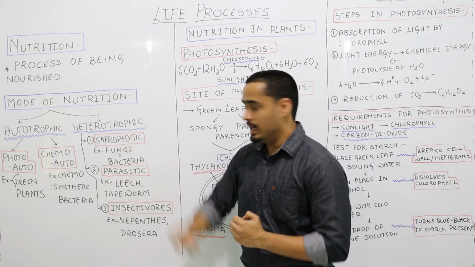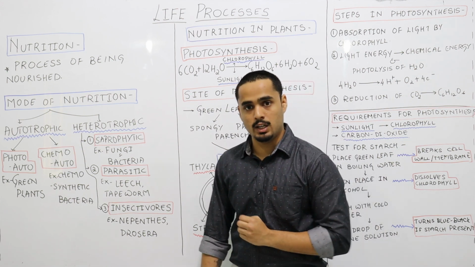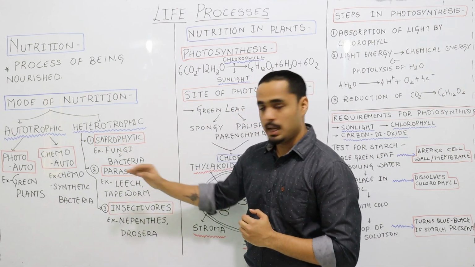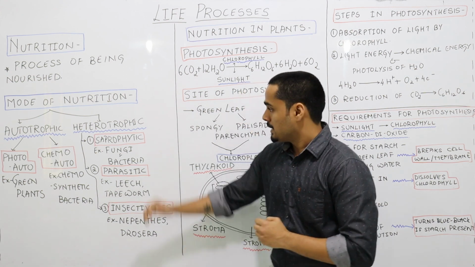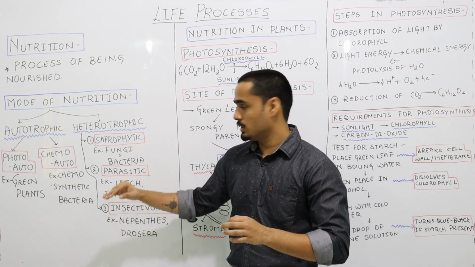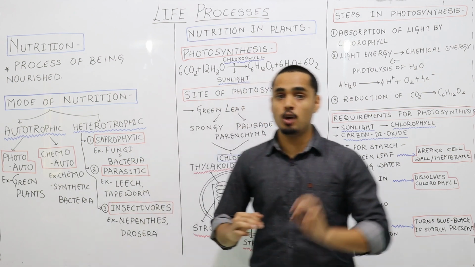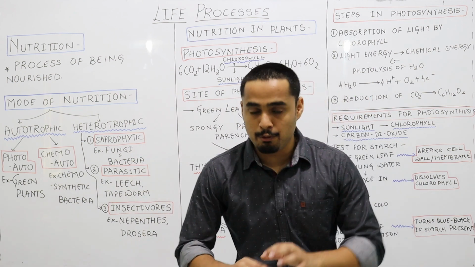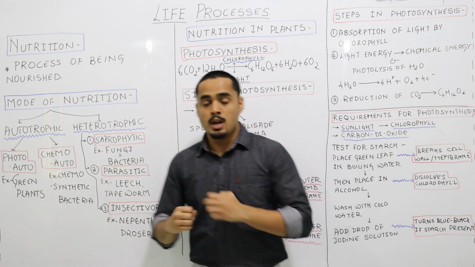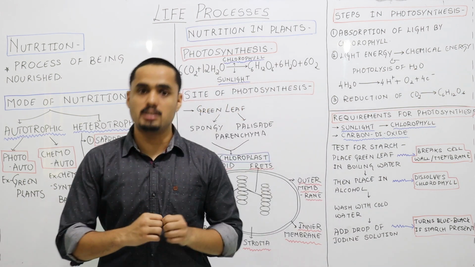Then moving on with heterotrophic. So when we talk about heterotrophic, there are three types under heterotrophic. First is saprophytic, which are the ones that feed on dead and decaying organisms. Now if not for the saprophytes, and for the amount of war the earth has faced, we would have been filled with dead bodies around.